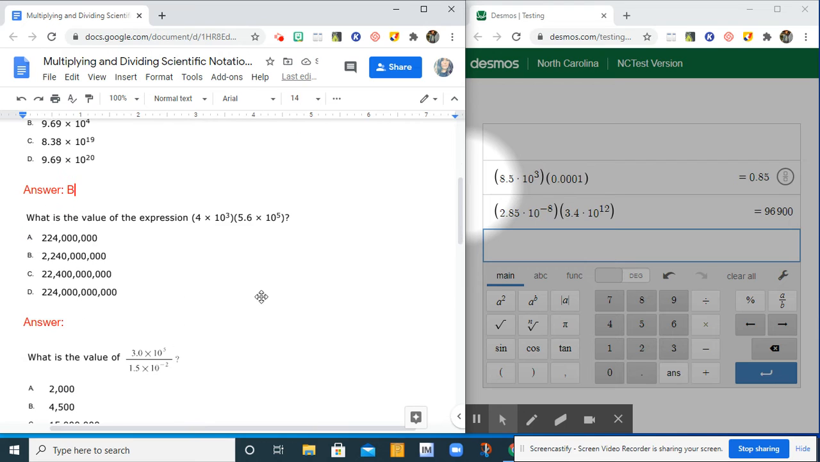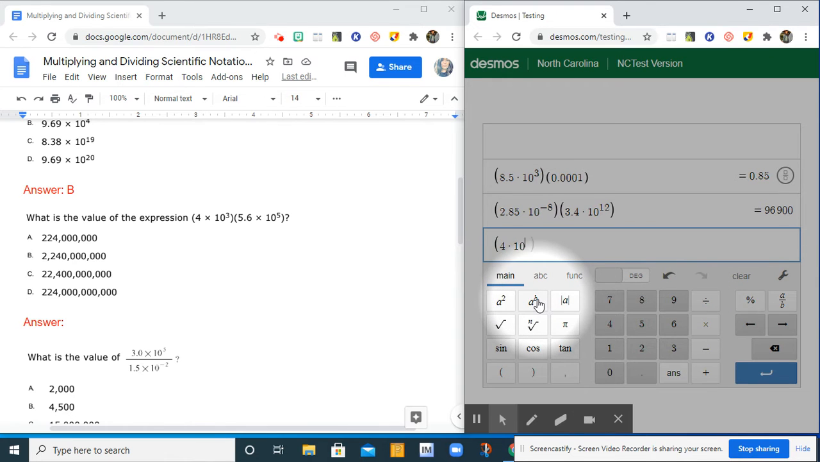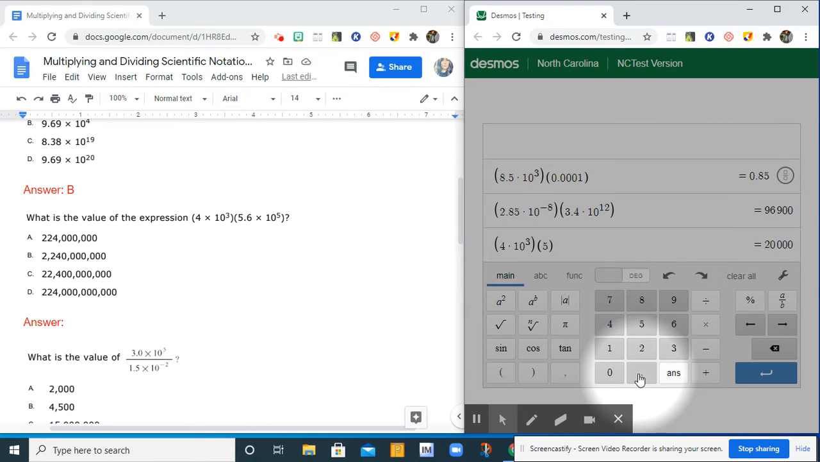Okay, let's take a look at one more multiplication one. So let's go back over here to the calculator, and we have 4. So parentheses, again, always has to be in parentheses, times 10 raised to the exponent of 3. Click off to close your parentheses. A new set of parentheses, 5.6. Oops, I forgot the decimal point. Undo.